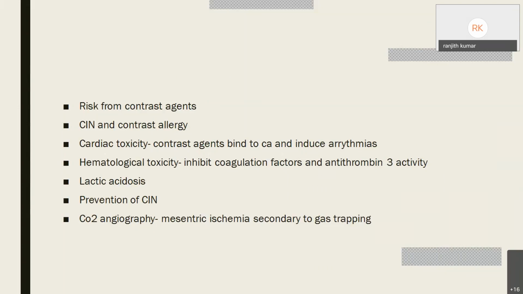And measures to prevent CAN are starting N-acetyl cysteine 2 days prior, and also normal saline 6 hours before the procedure. And with CO2 angiography, there can occur a mesenteric ischemia secondary to gas trapping.